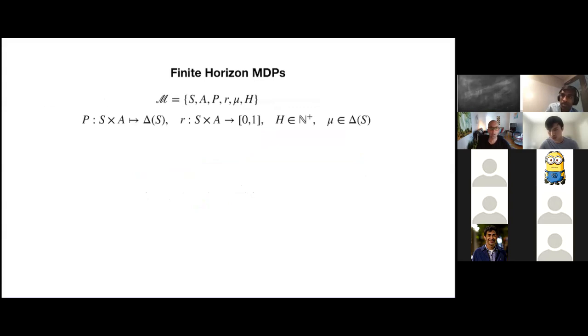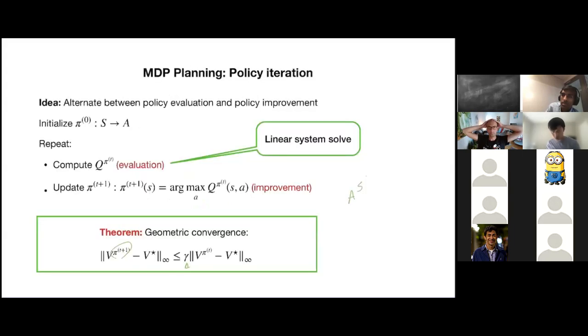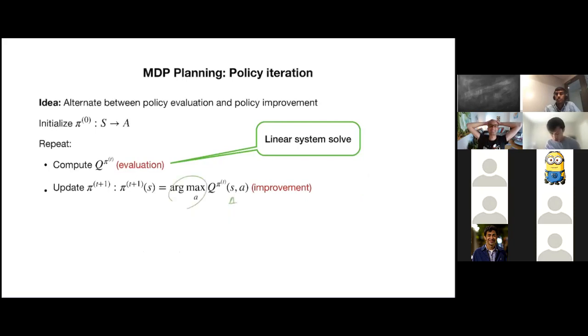Okay, so there's a question about how to decide when to do value iteration and when to do policy iteration. Good question. So let's go to value iteration.